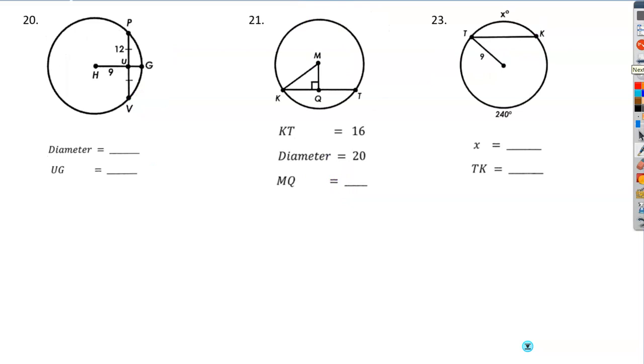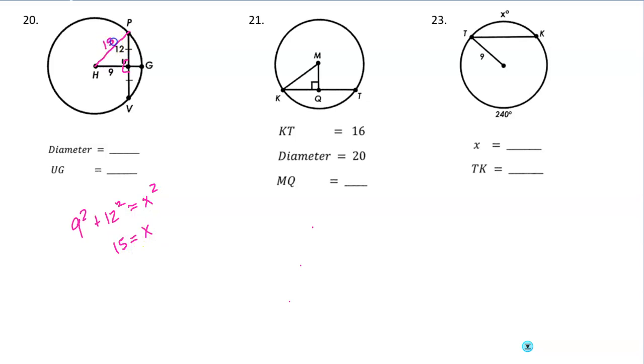All right, in 20, I give you the chord is bisected. So if you know the chord gets bisected, then you know it's a right angle. So that's important because I know it's a right triangle then. And they want the diameter and then they want UG. So the first thing is if they don't have a radius drawn in, add a radius that makes your little right triangle. So my little right triangle has 9 and 12 and the hypotenuse. So again, I could do 9 squared plus 12 squared equals my hypotenuse squared. It is a triple. It ends up being 15.